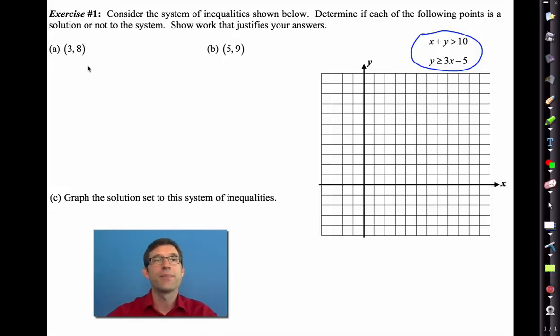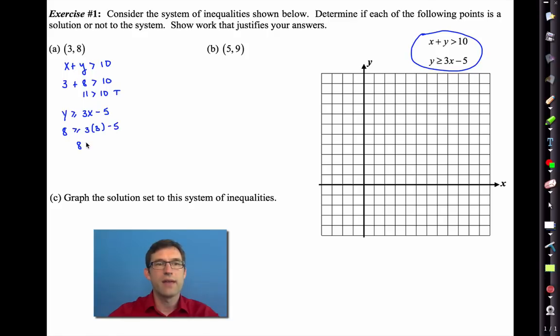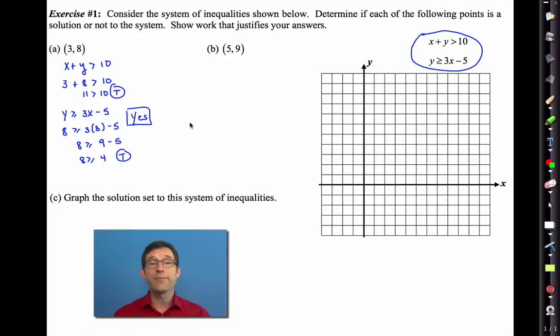So let's take a look at letter A. If I take that first inequality, x plus y is greater than 10, and I put 3 in for x, and I put 8 in for y, I'll get 11 is greater than 10, and that's true. If I take the next one, y is greater than or equal to 3x minus 5, and I put 8 in for y, and 3 in for x, I'll get 8 is greater than or equal to 9 minus 5. 8 is greater than or equal to 4. That's also true. Because I have those two truths, the answer is yes. So at the end of the day, in letter C, when we graph the solution set to this system of inequalities, 3, 8 better be in there.